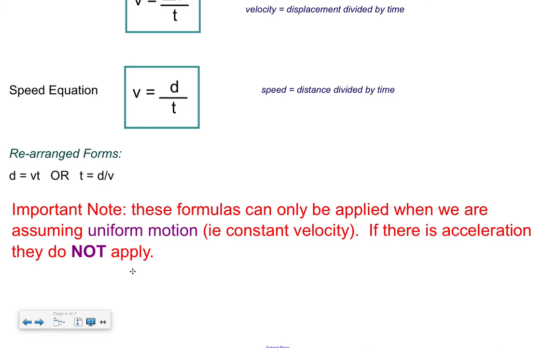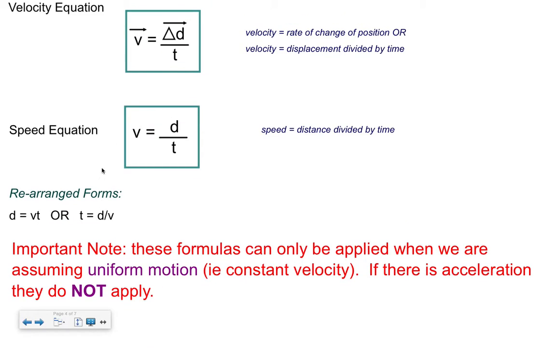We're going to learn another day about formulas for non-uniform motion, meaning there's an acceleration. All of these formulas imply a constant velocity, or you assume constant velocity.